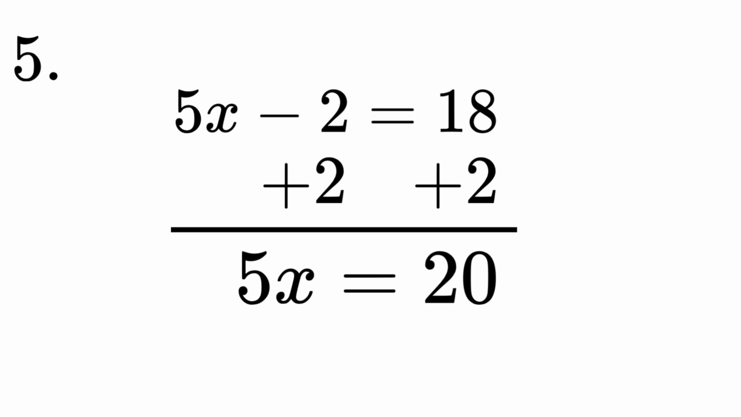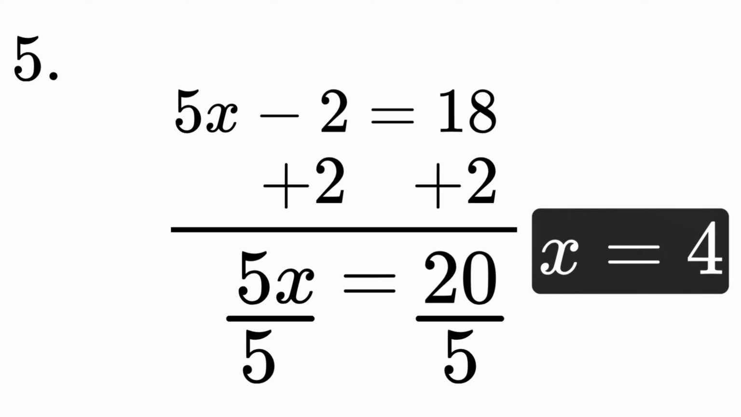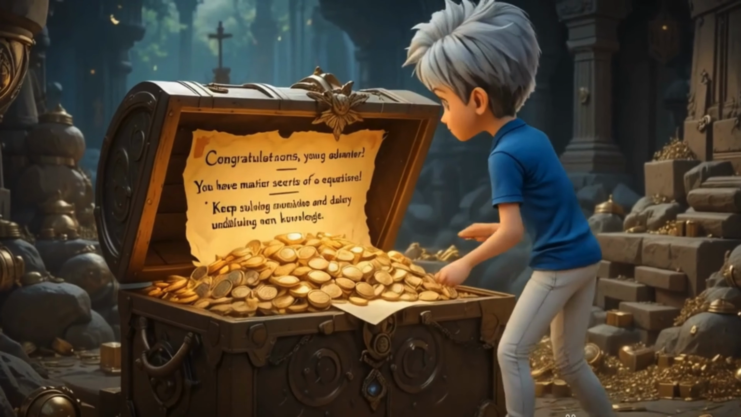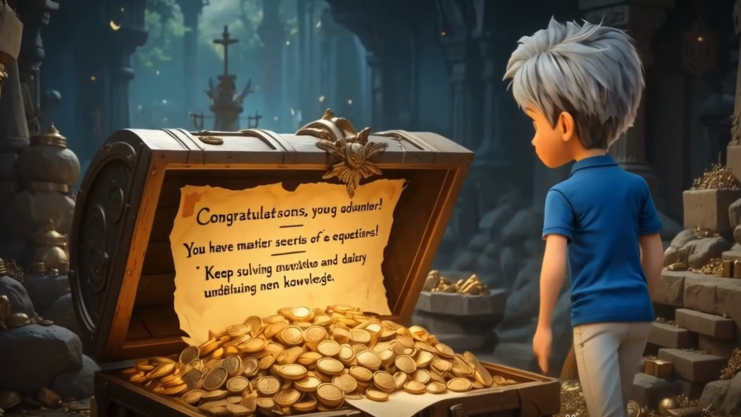Now, to isolate x here, you do the opposite of multiplication. So you divide by 5 on both sides of the equation. When we do that, 5's on the left, they cancel out. You get 20 divided by 5, that is 4. So x equals 4. So finally, Alex was able to solve the mystery equation and found the treasure.